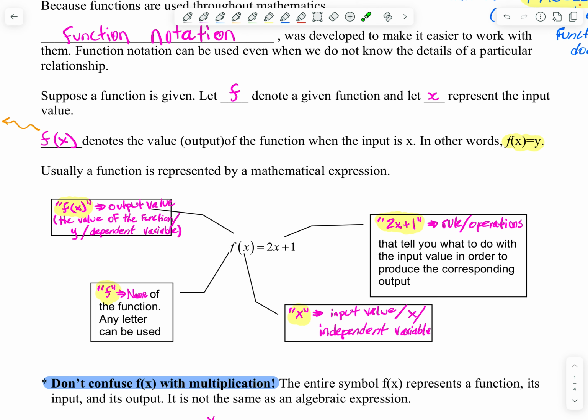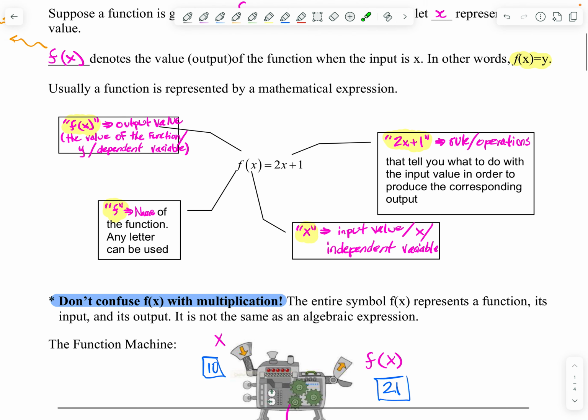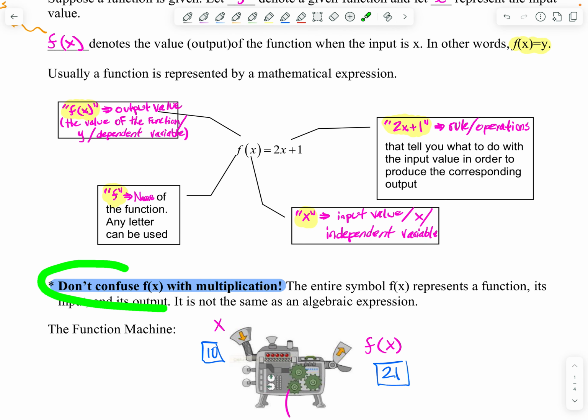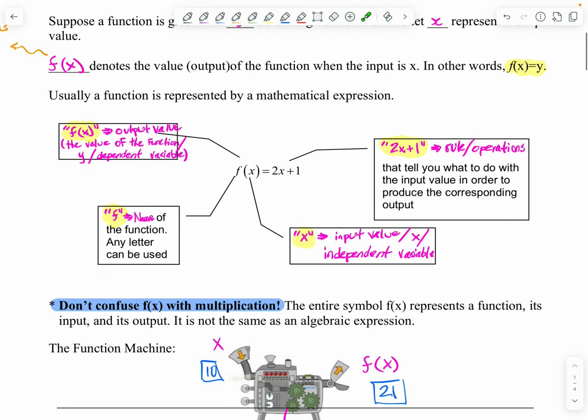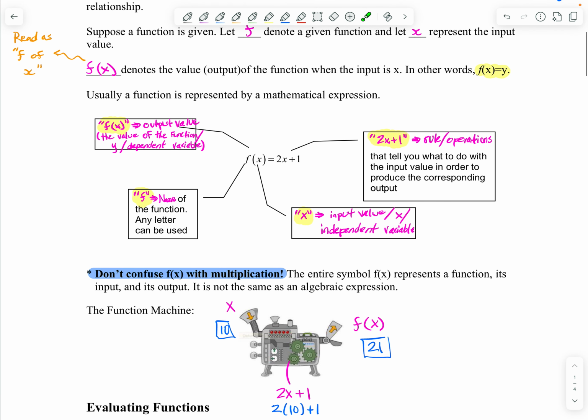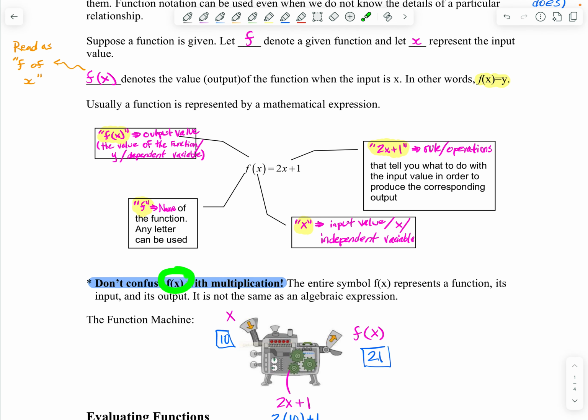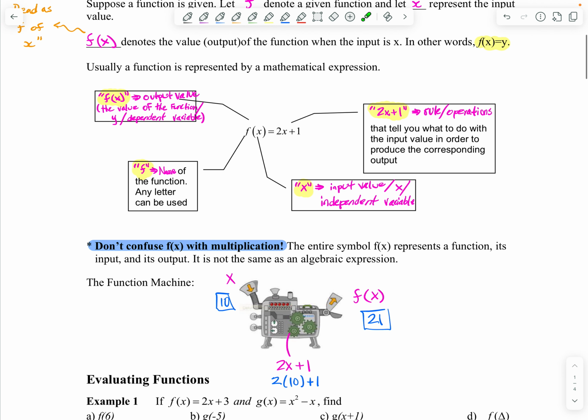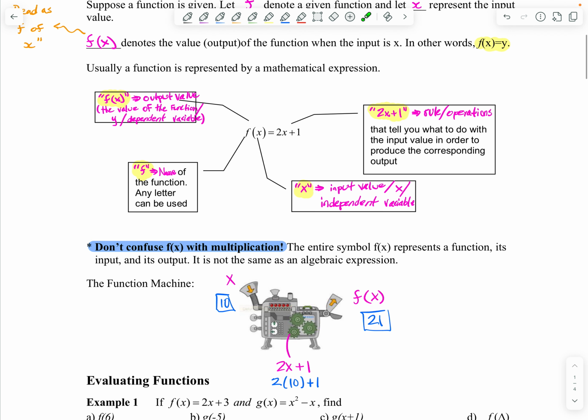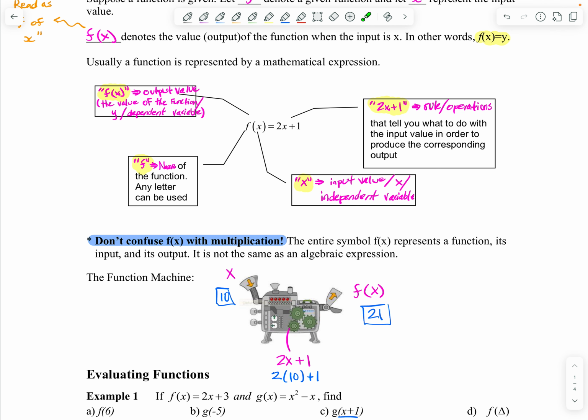Okay, good. Now that we understand that, one other thing to add to this list is not to confuse f of x with multiplication. That's a very common misconception. We'll go through some misconceptions in a little bit, but it's very common in the beginning to think of this as f times x, but it has nothing to do with that. There's nothing to do with multiplication here. It's just a convention for labeling rules and organizing our math. The entire symbol f of x represents a function, its input and its output.